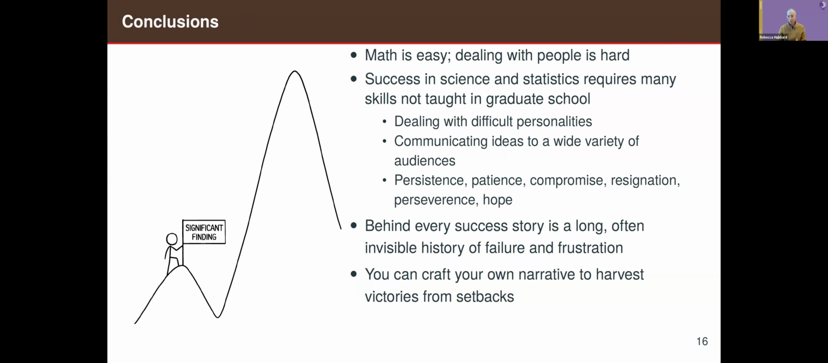So I just want to make a couple points to wrap up and conclude the session. From the perspective of a statistician and a scientist, math is easy, and we're taught to do it in graduate school. Dealing with people is hard, and we are not taught to do it in graduate school. As you make progress in the field, you find you have to deal with some really difficult people. You have to communicate ideas to diverse audiences, often talking to people with very different backgrounds all at the same time. And so you need to develop persistence, perseverance, hope in the face of setbacks, patience, compromise, and so on.